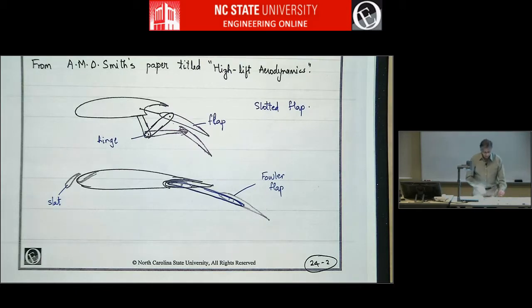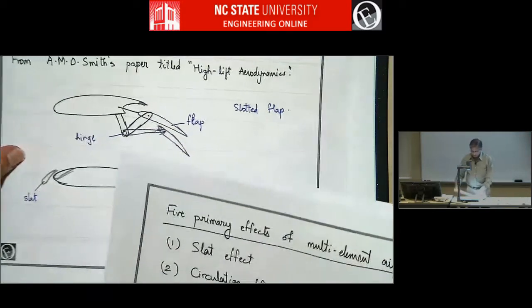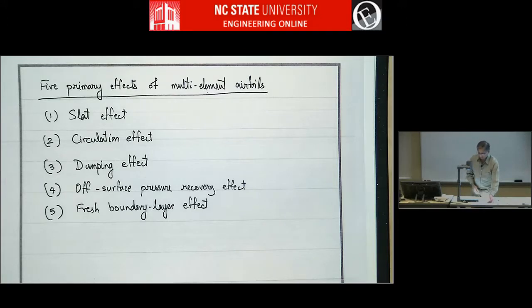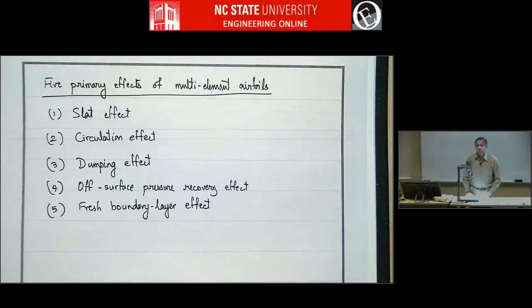So why do these things work? How do these multi-element airfoils generate high lift? That's what Amos Smith's paper attempts to explain, and I think it's one of the best explanations of why multi-element airfoils work. And even that is fairly complicated. But he's tried to distill it into 5 primary effects. And these are the 5 primary effects.